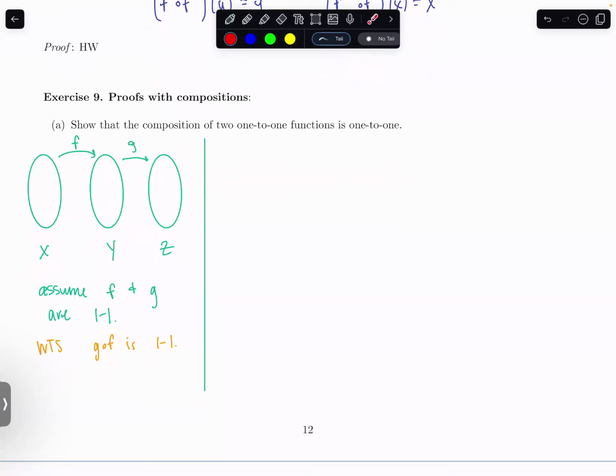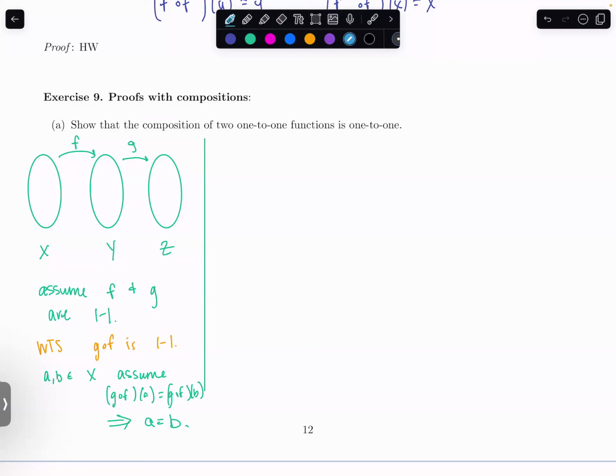And the way you show a function is one-to-one, remember, is that you pick 2 things in the domain. So you're going to let a and b be in x, and you're going to assume g of f of a equals g of f of b. And you would like to show eventually that a equals b. So the darts landed in the same spot on the dartboard. You want to actually confirm that they were the same dart.